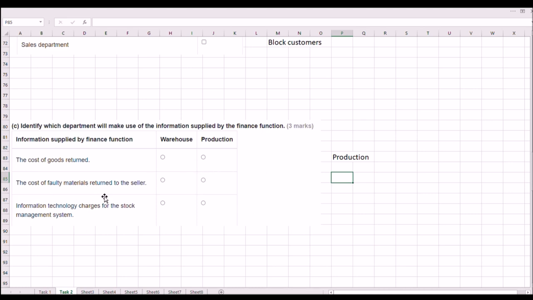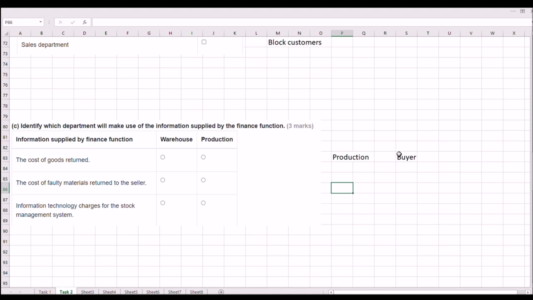The cost of faulty materials returned to the seller. Okay, so in this one here, the buyer was this one up here. Sorry, let me just go back up to here. This one was where we were the buyer. And really, it should have been the cost of goods returned by the buyer. That top one there. This one's the cost of goods returned to the seller.